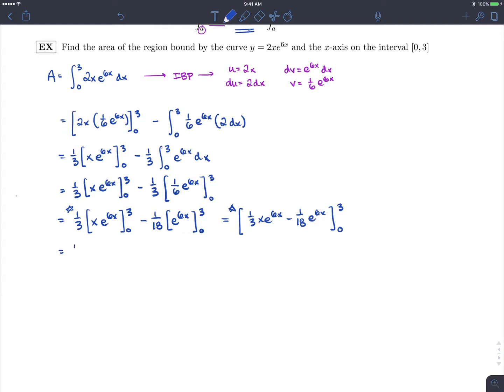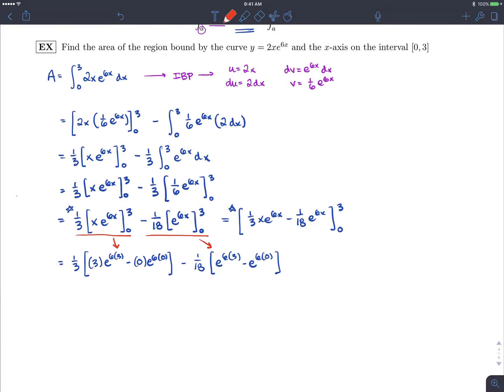So if we go ahead and plug in our bounds, we're going to have 1/3, and then if we plug in 3, we'll have 3 times e to the power of 6 times 3 minus 0 times e to the power of 6 times 0. And then we'll have minus 1 over 18 times e to the power of 6 times 3 minus e to the power of 6 times 0. So just to be clear of what we're doing here, this part of our problem came down to this, and this part of our problem develops right here.